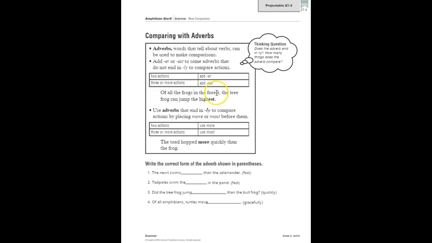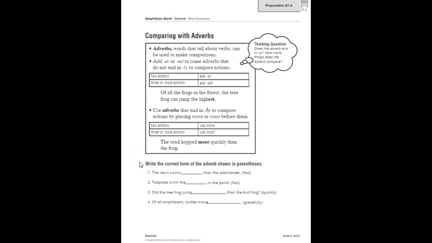Of all the frogs in the forest, the tree frog can jump the highest. All right, we are talking about jumping, and we're comparing all the frogs in the forest and how high they can jump. If the adverb ends in ly, we're going to use more for two actions and most for three or more. The toad hopped more quickly than the frog. We're comparing how the toad and the frog hopped. So we're just comparing two. Two actions would be more.